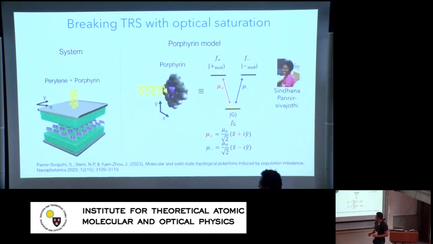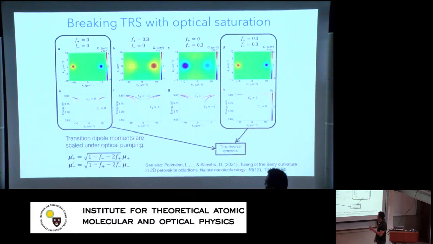So instead, what we thought is maybe we can use optical saturation: you pump the systems, they decohere, and then, for example, if you take this porphyrin, which you can think about as a three-level system with a ground state, a plus state and a minus state, if you pump with circularly polarized light and you saturate, say, the plus transition a little bit, then you will have effectively broken time reversal symmetry in this effective Hamiltonian.